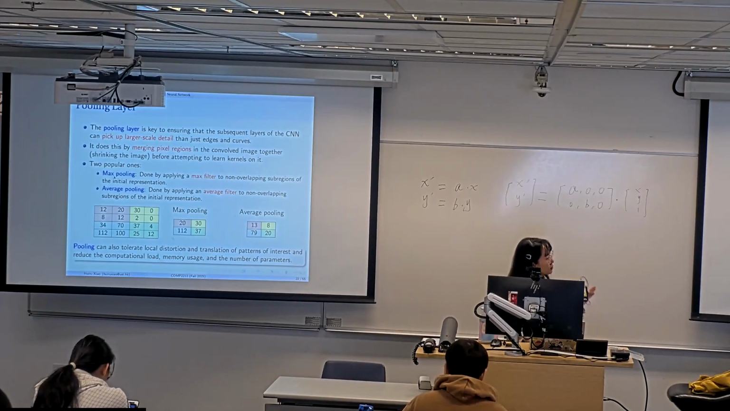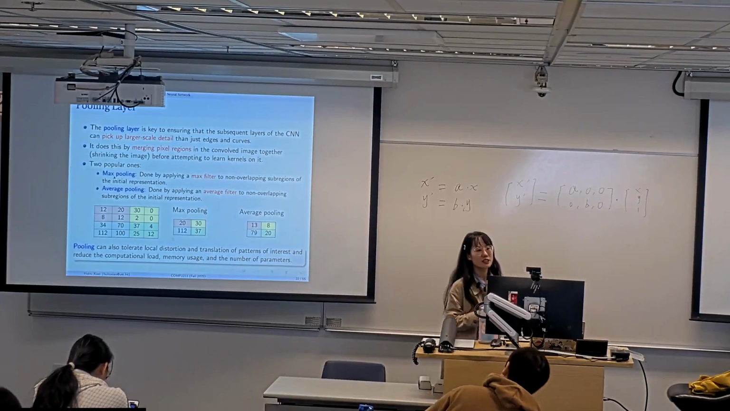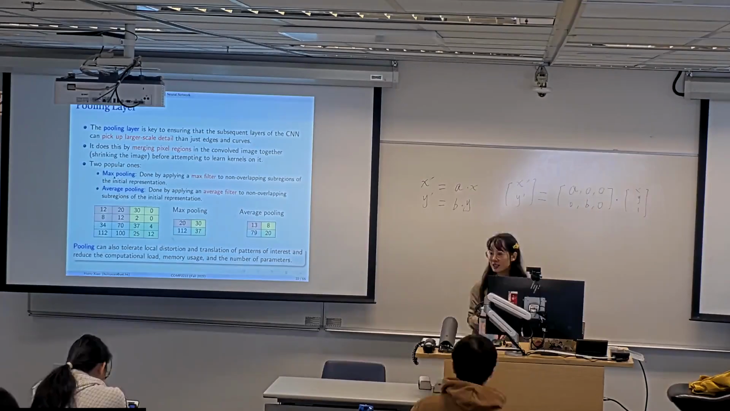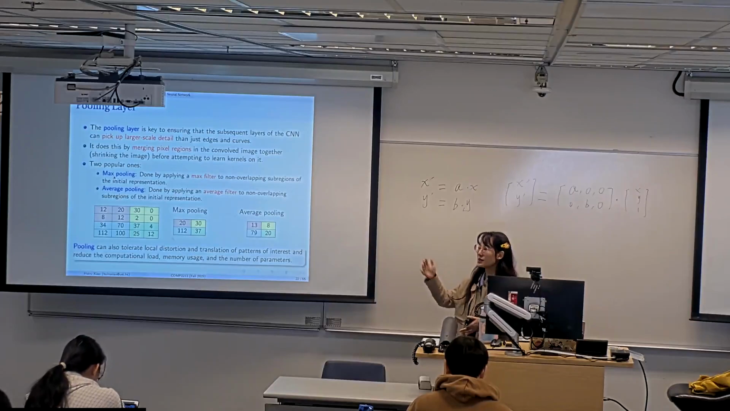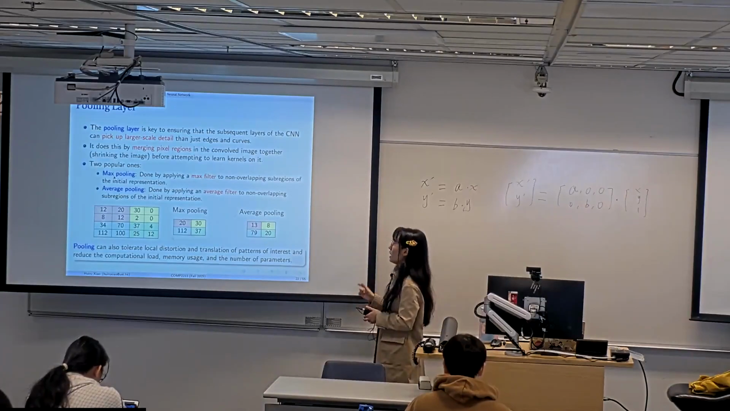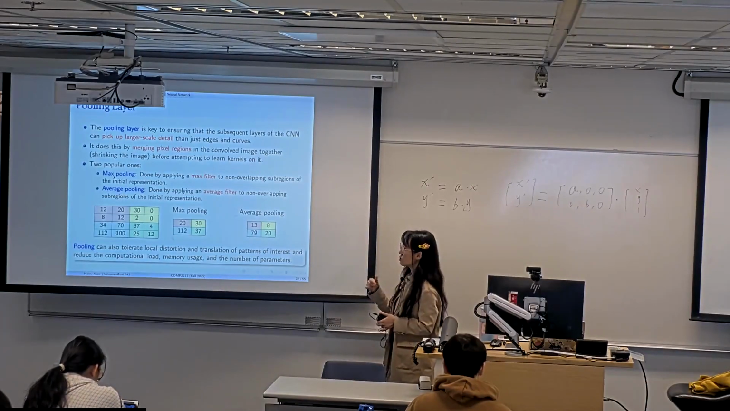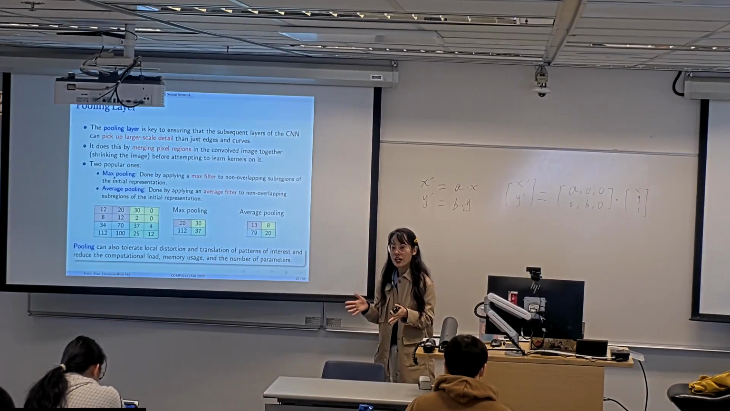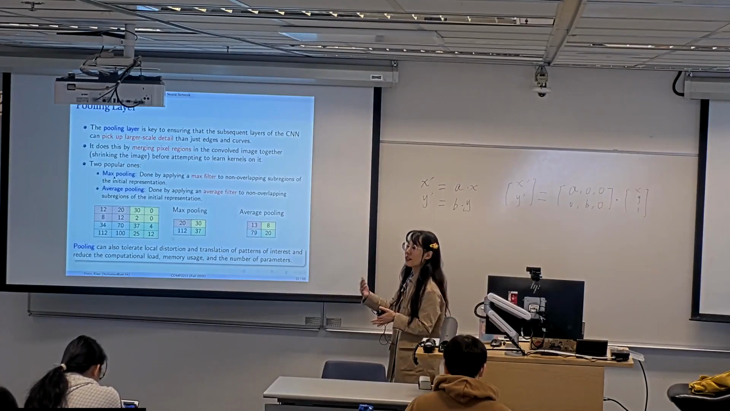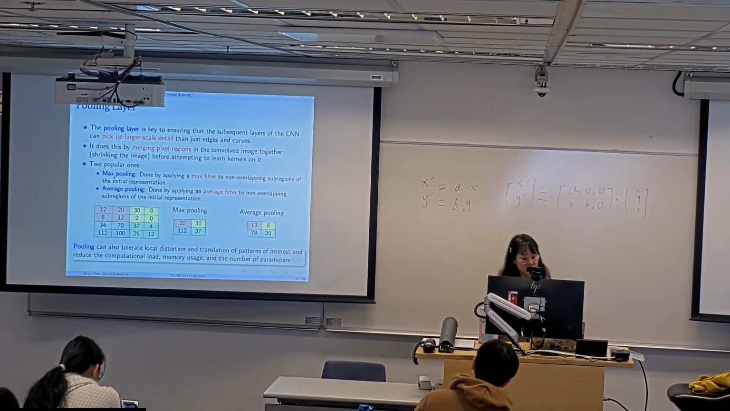And another reminder is that the pooling layer only reduces the size, it won't change the depth. The depth will stay the same after the pooling layer, because basically what we have seen here is that it only operates on the subregion in the spatial dimension. It does not operate on the depth. So the depth will stay the same after the pooling layer.